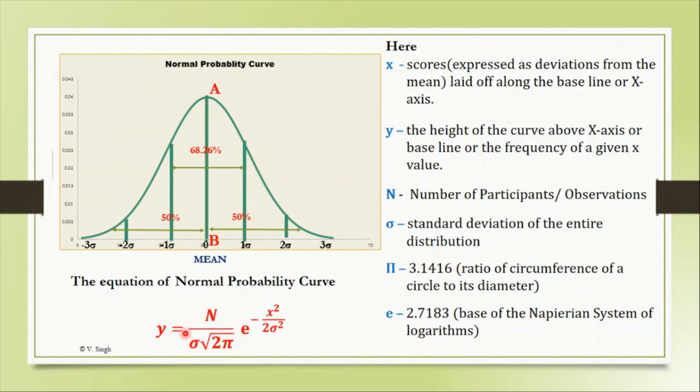Sigma is the standard deviation of the entire distribution. Pi is 3.1416, the ratio of the circumference of a circle to its diameter, and e is 2.7183, the base of the Napierian system of logarithms. So the equation is a little complex, but once we start using it, it all becomes very simple.